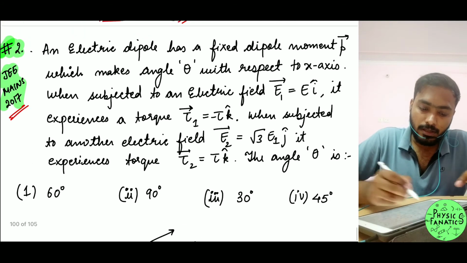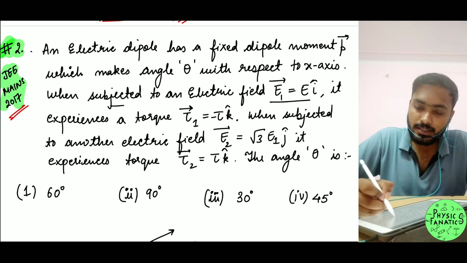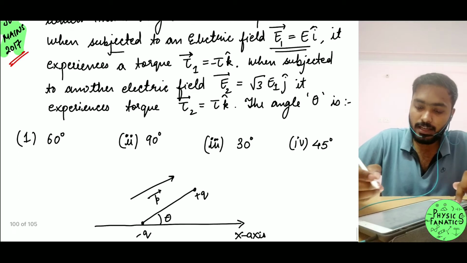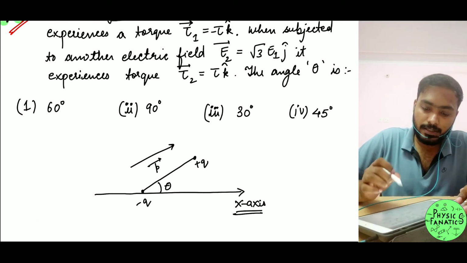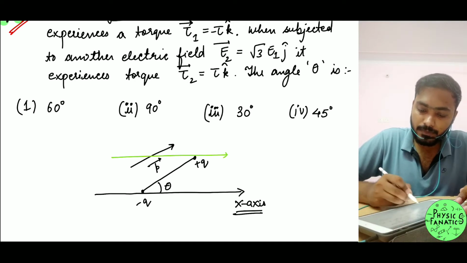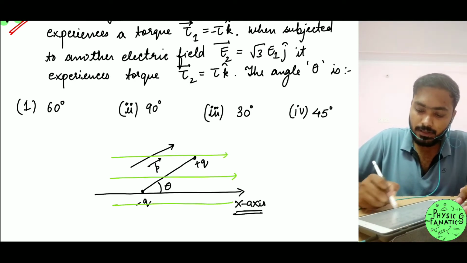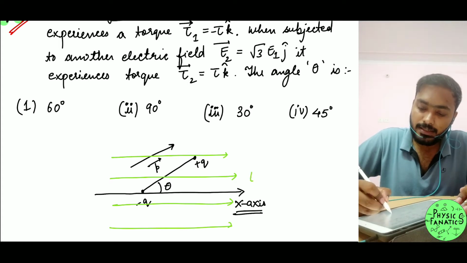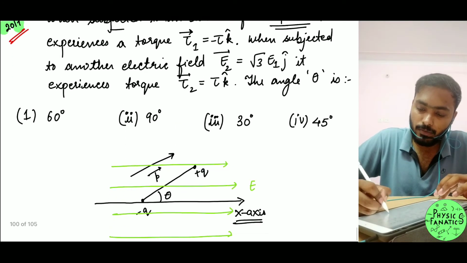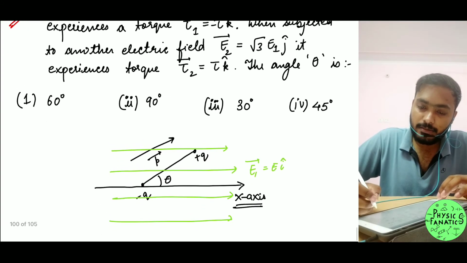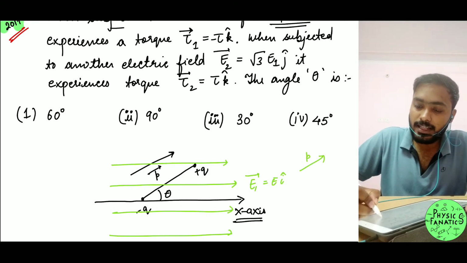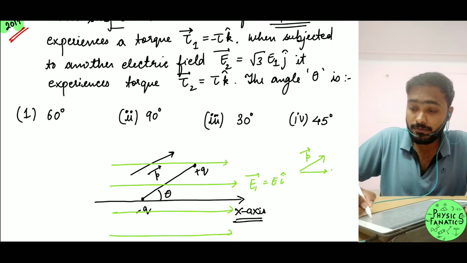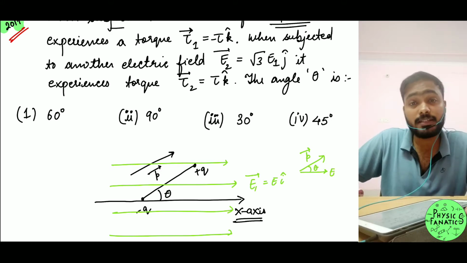Okay, great. When subjected to an electric field, that is E1 is equals to E i cap. So we have an electric field, so I'm actually subjecting it to an electric field. Let's say this is my electric field. So I have electric field in that direction, right? And let's say E1 is equals to E i cap, right? I hope that is understandable. Great. It experiences a torque. Obviously you guys can see this is the direction of dipole moment, this is the direction of electric field, and the angle between them is theta.